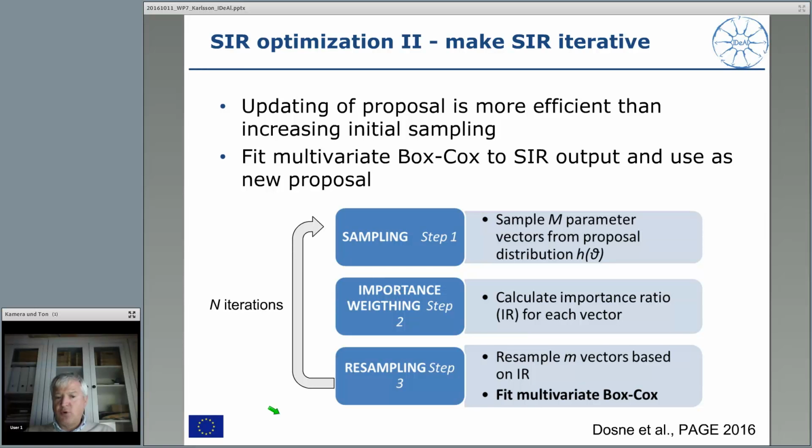And we can do that a few times, and we can change the relationship between the number of samples in step one and the number of samples in step three.